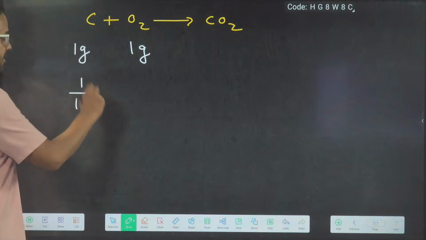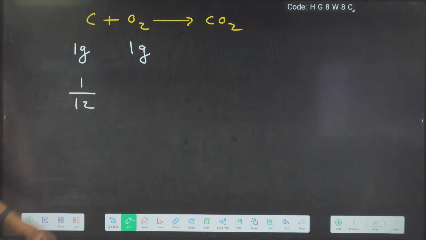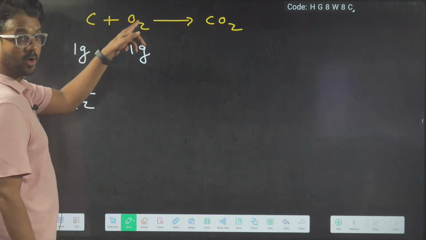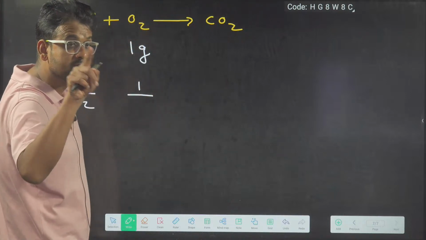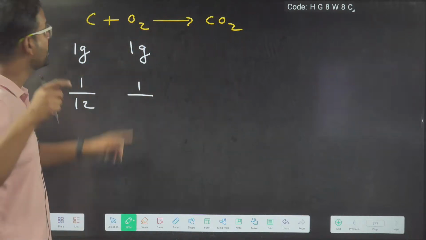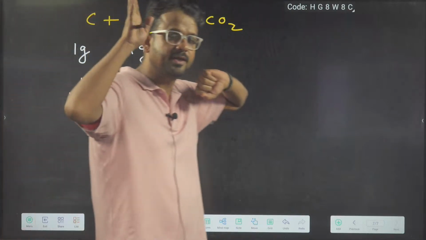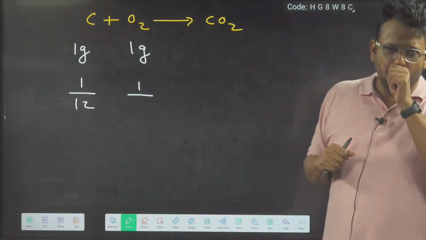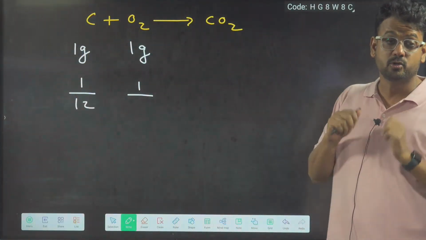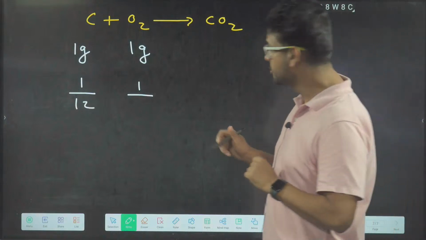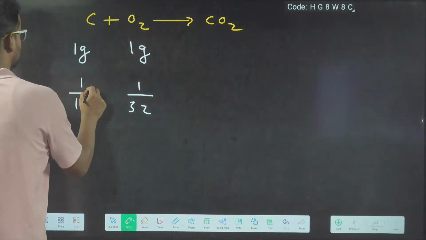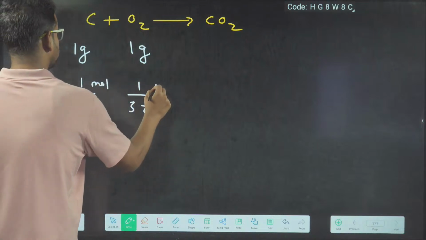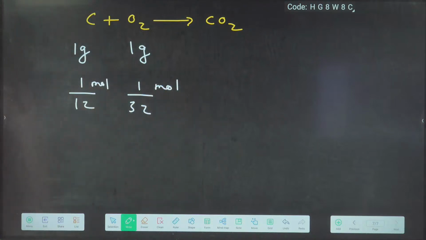Molar mass of carbon is 12. Given mass upon molar mass. Molar mass of O2 is 32 ma'am, not 16. 32, O2 is 16 plus 16. Not 16, 32. So given mass by molar mass. This is the moles of carbon. This is the moles of oxygen.